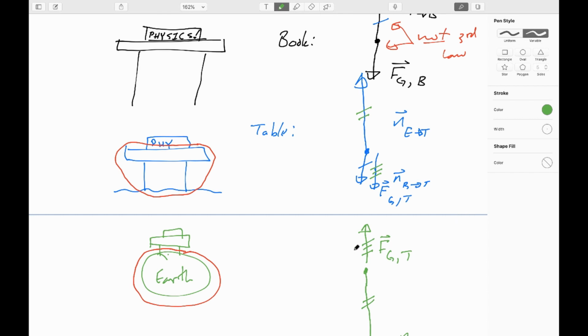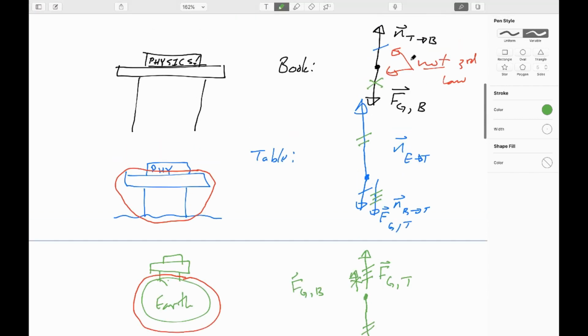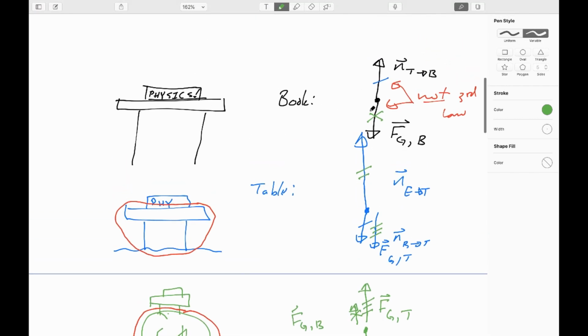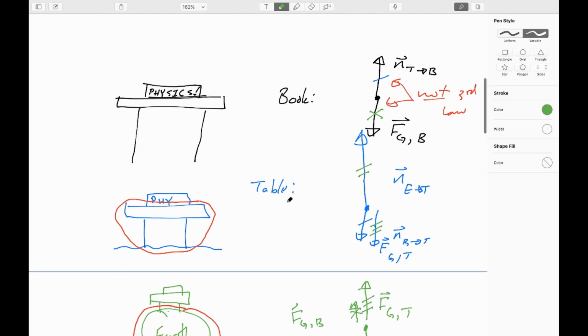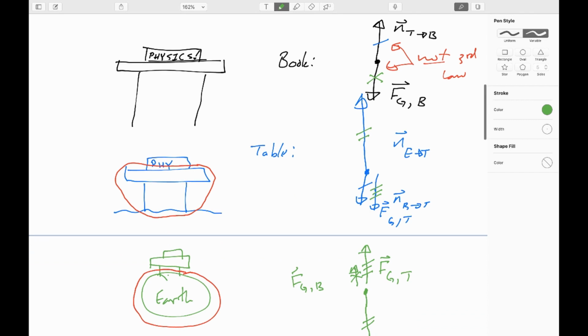And also the book. So I'll use an X for that one there. So now we have found all of the third law pairs for the book, and as an added bonus, we figured them out for the table while we were at it.